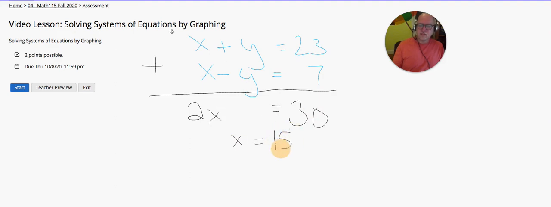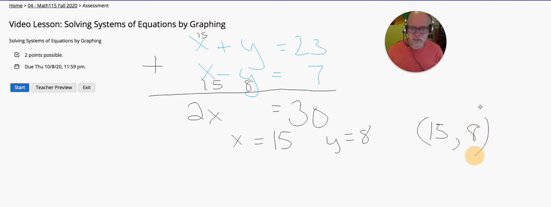Alright, well, if x is equal to 15 and I put a 15 here, 15 plus 8 will give me 23, and then the check would be, does 15 minus 8 give me 7? And it does. 15 minus 8 gives me 7. So my solutions for this are x equals 15 and y is equal to 8. Now that's my bare bones system of equations problem. That's pretty much the way you've been trained to do these. But this one looks like it wants us to graph the solutions.